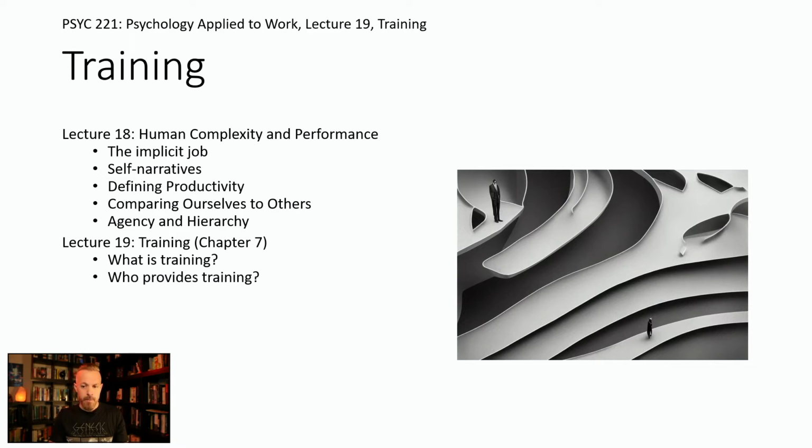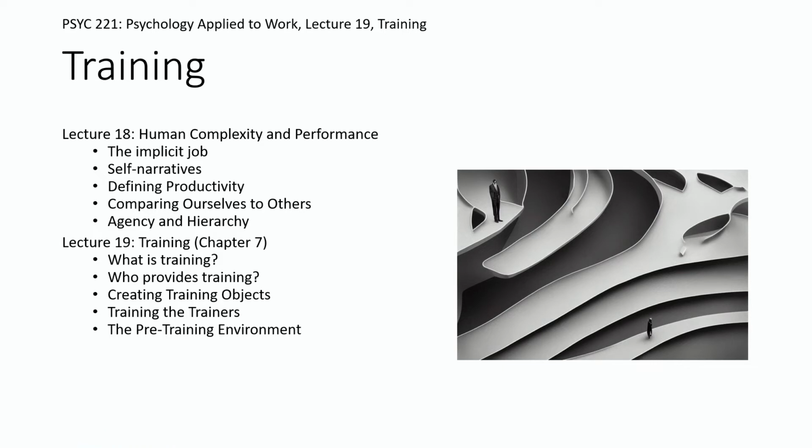So after we talk about what is training, we're going to talk about who provides the training. We're going to talk about these things called training objects, and we're going to talk about training the trainers. We're going to talk about the pre-training environment. We're going to talk about types of training. We've got a few different slides on that. And then we're going to talk about post-training. And finally, we're going to talk about labor shortages and how labor scarcity versus surplus changes the calculus in organizations about how to prioritize training.